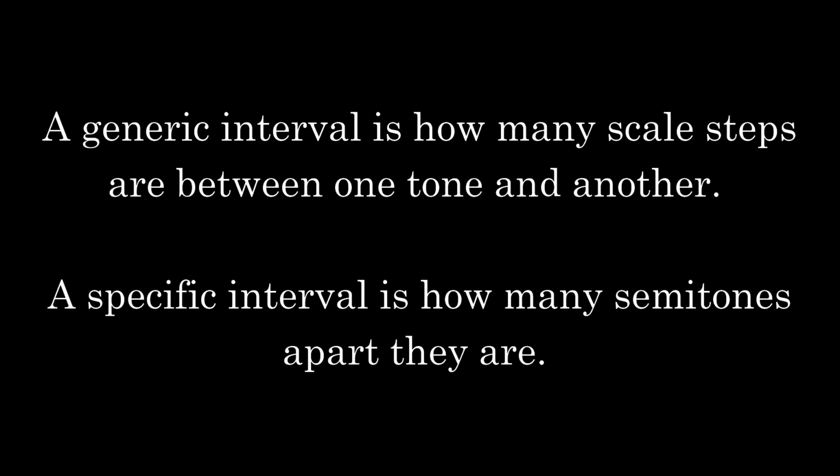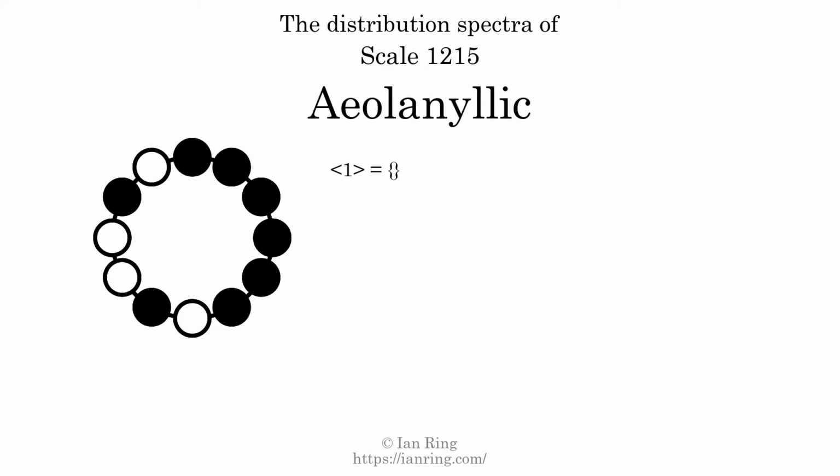A generic interval is how many scale steps are between one tone and another. A specific interval is how many semitones apart they are. The generic interval of one scale step comes in 3 different specific interval sizes: 1 semitone, 2 semitones, and 3 semitones. The spectrum width of this generic interval is the highest, 3, minus the lowest, 1, which equals 2. The generic interval of 2 scale steps comes in 3 different specific interval sizes: 2 semitones, 3 semitones, and 5 semitones. The spectrum width of this generic interval is 3.